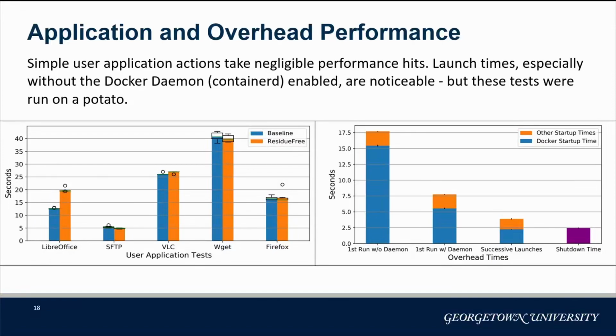We also measured the overhead times for Residue Free, so the startup and shutdown times, and while those were at their highest, over 17 and a half seconds the first time Residue Free was launched after a computer turned on, this was also conducted on a computer that has very limited hardware resources, an i3 processor with 2 cores. Launching Residue Free on a VM with modest resources or more up-to-date hardware is significantly faster than the overhead times shown here, and most importantly, the shutdown times are very fast, so all residue is removed in less than 2.5 seconds.